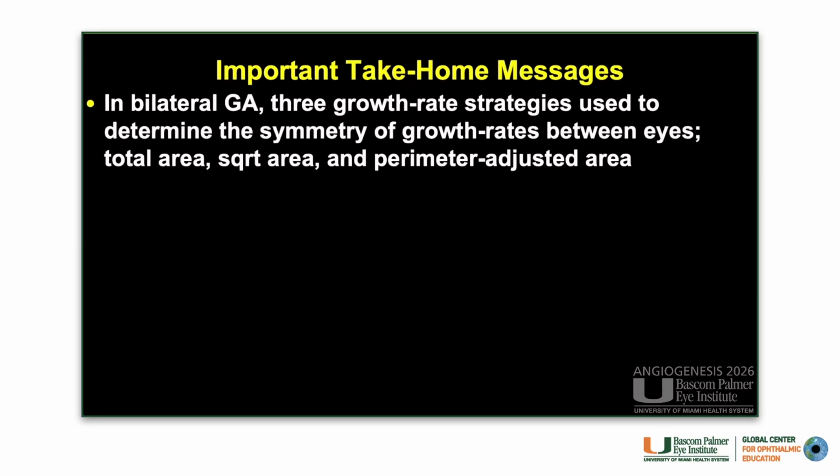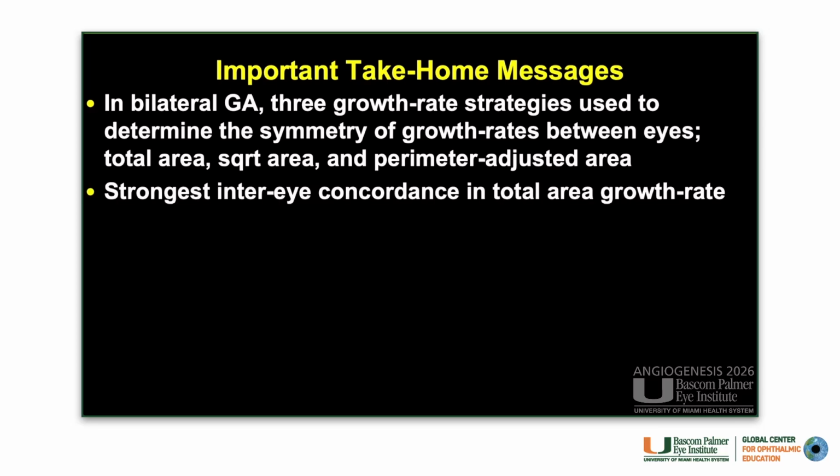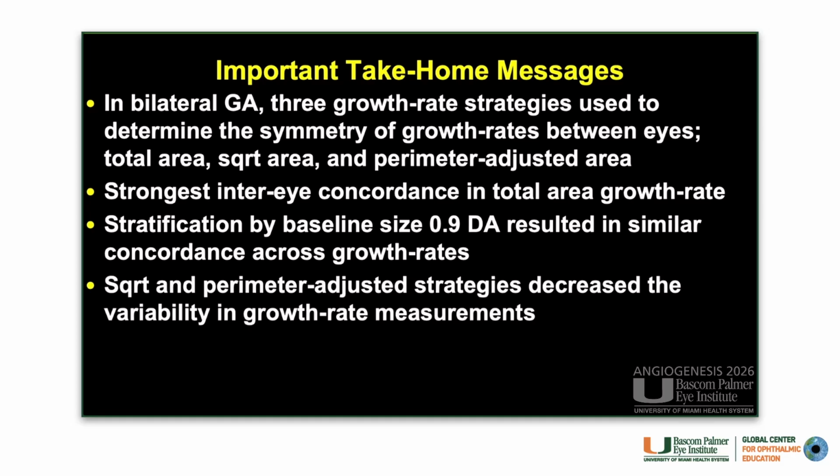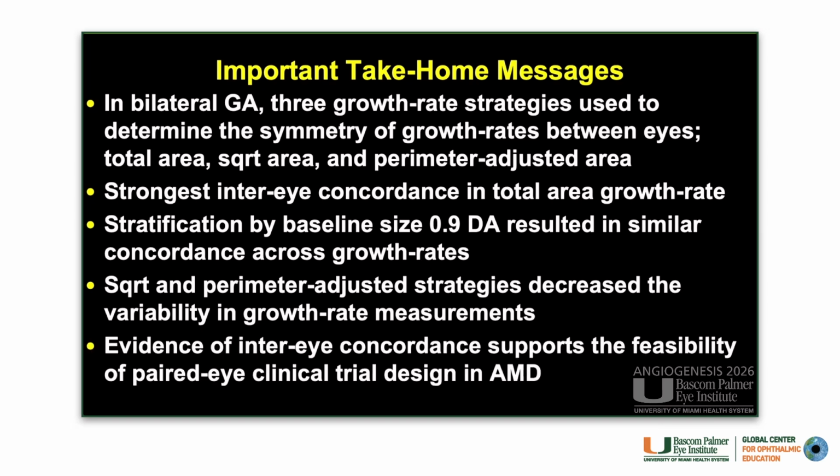These are our take-home messages. In bilateral GA, 3 growth rate strategies were used to determine the symmetry of growth rates between eyes. These were the total area, square root area, and perimeter adjusted area. The strongest inter-eye concordance was seen in total area growth rate. Stratification by a baseline size of 0.9 disc area resulted in similar concordance across growth rates. The square root and perimeter adjusted strategies decreased the variability in growth rate measurements. Evidence of inter-eye concordance supports the feasibility of paired eye clinical trial design in AMD.